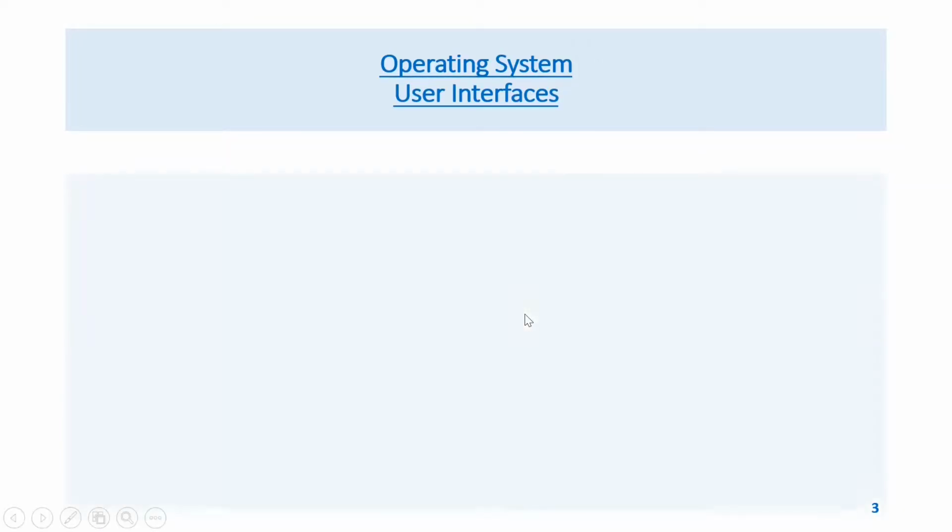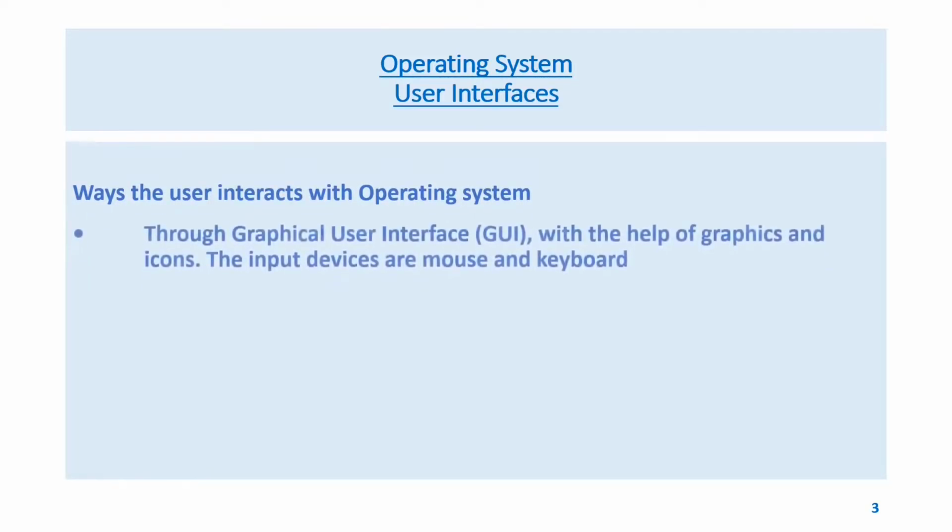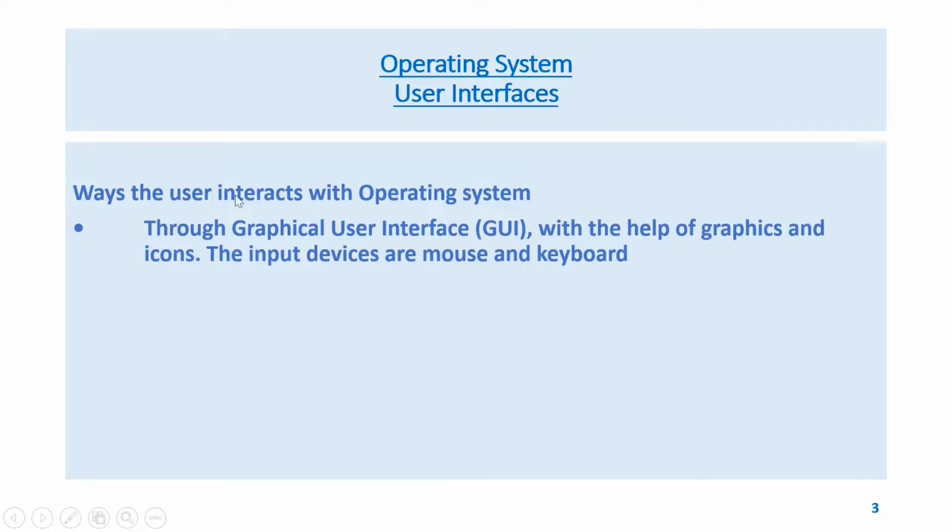Now we'll look into how user interacts with the operating system. What are the user interfaces? Ways the user interacts with the operating system. So first of all, it is through graphical user interface, which is also called GUI, with the help of graphics and icons. So the user may click the graphic or icon using their mouse or keyboard and interacts with the operating system. The input devices are mouse and keyboard.